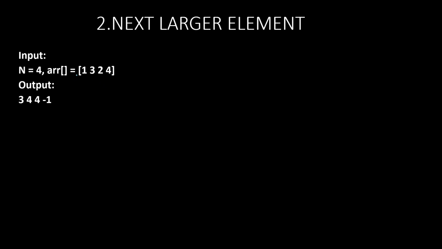Here we have an array of 1, 3, 2, 4. The question is saying whatever the next right side element is, that should be greater than the current element. That's the logic here. We have to find the greater element right next to the current element. For 1, the right side of the 1 is 3. 3 is greater, so no need to check further.